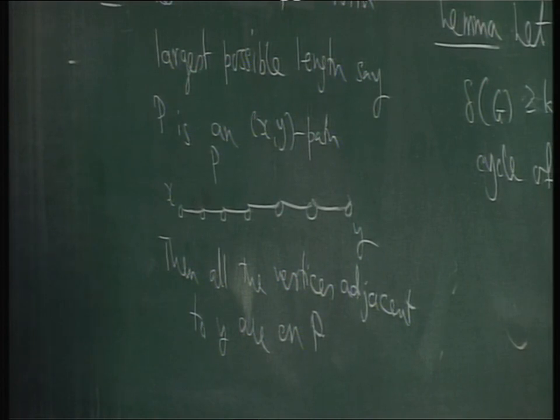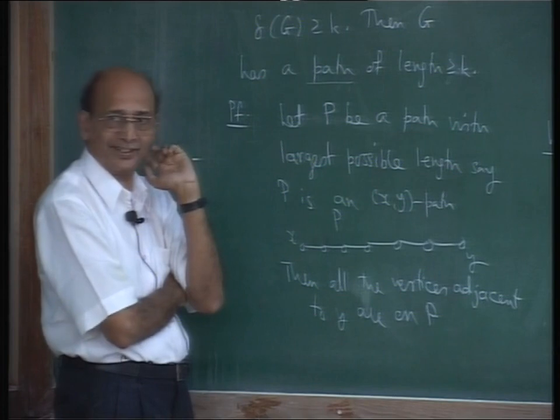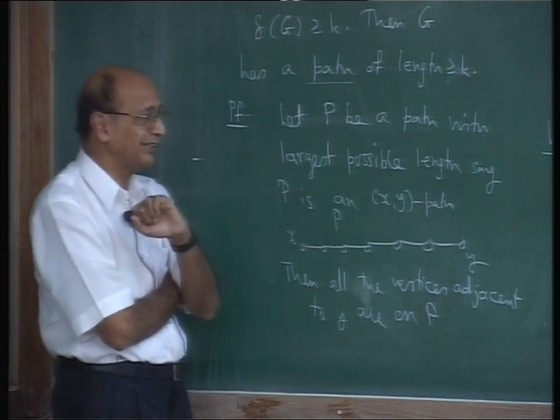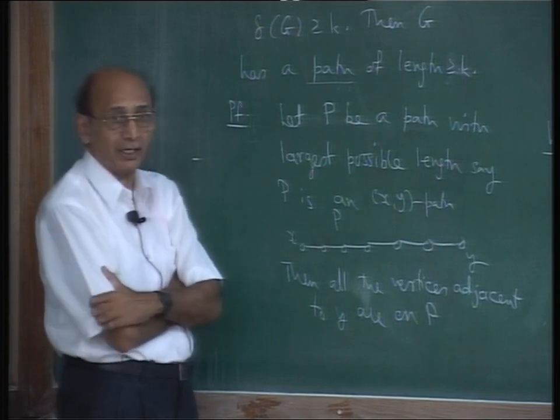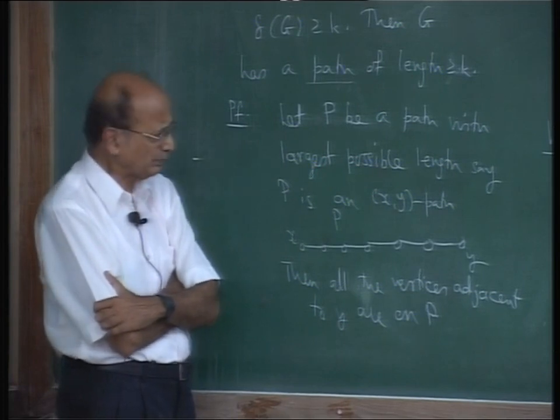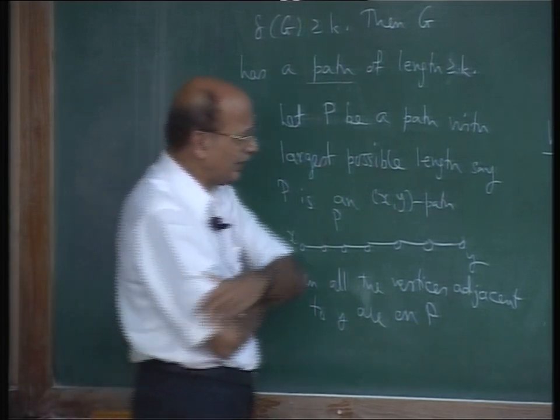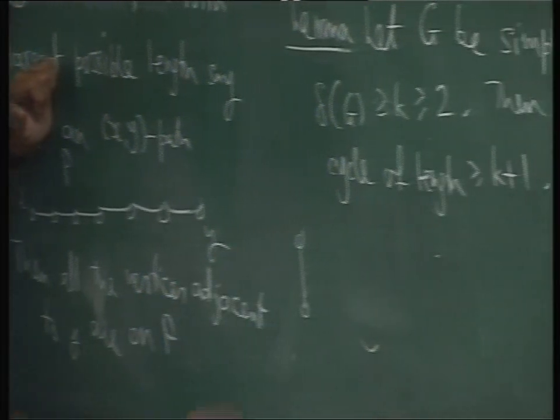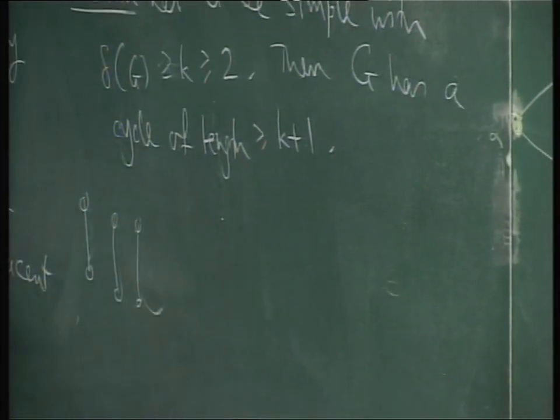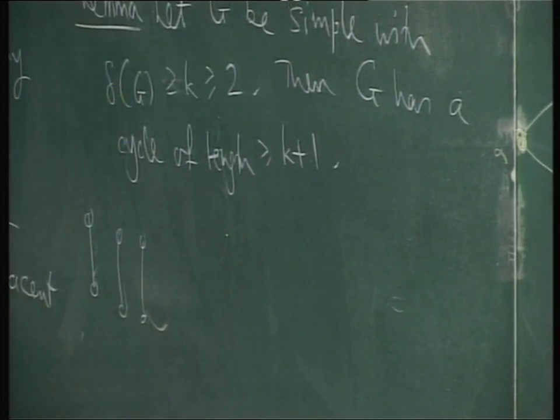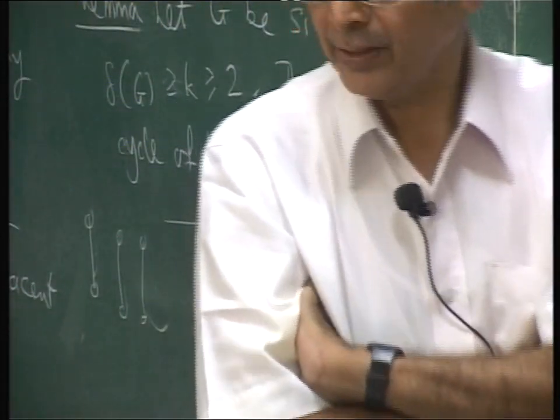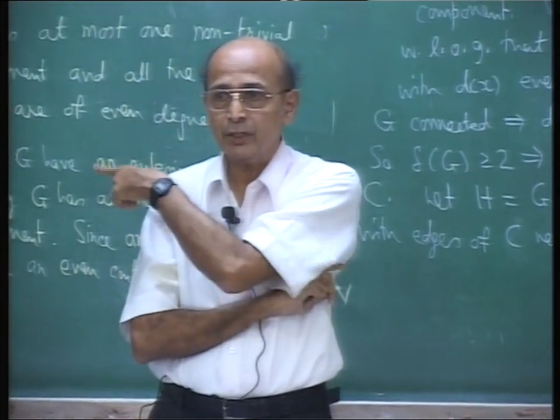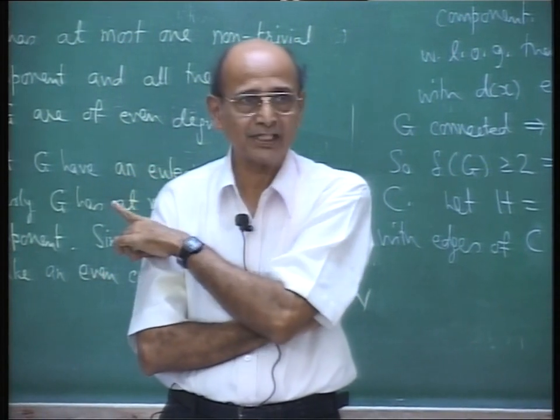Why does this fail in case k is equal to 1? I cannot be sure, because there is no cycle of length 2. For a simple graph, there is no cycle of length 2. If k is 1, it could just be like this. Then there is no cycle. So that is the proof of that lemma. Just modify the proof of the previous lemma to get the proof of this lemma.